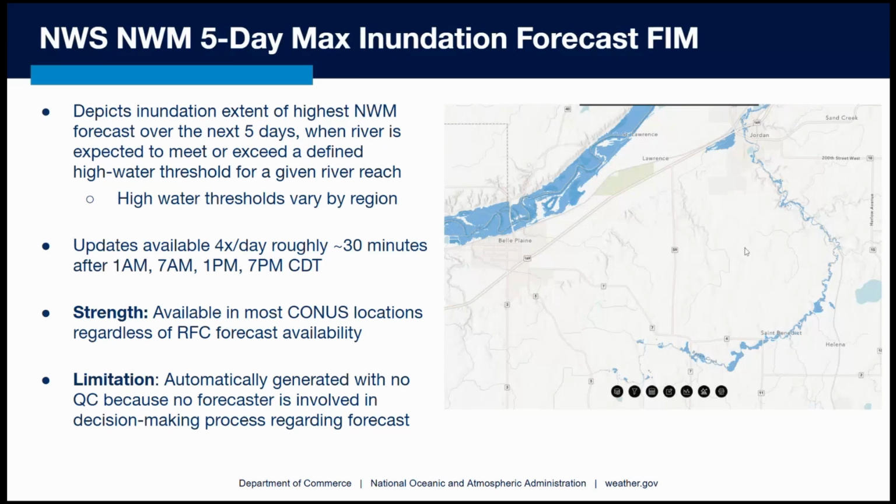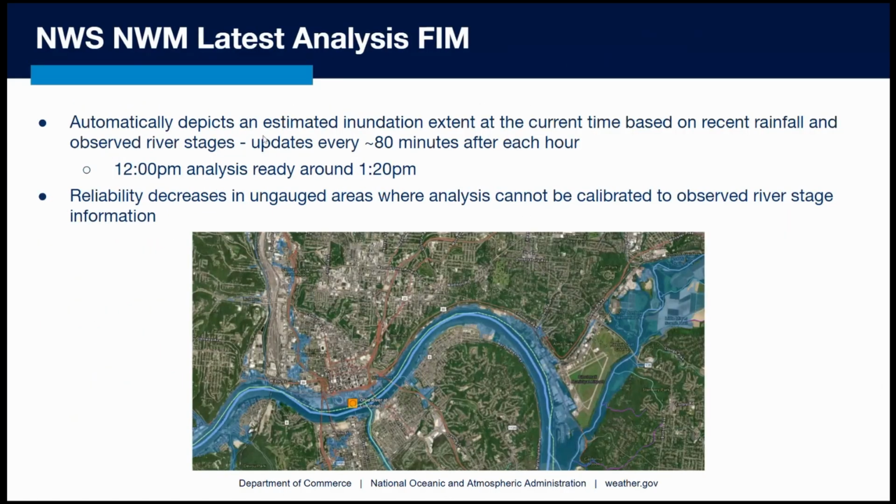These will update 4 times a day: overnight, early morning, early afternoon, and then in the evening on that cadence. And again, they're automatically generated. There's no quality control being done to these. So on the user end, if you're looking at these and you want to use it to make decisions or share this information, again, always a good idea to talk to us and see if we think it's on track, essentially.